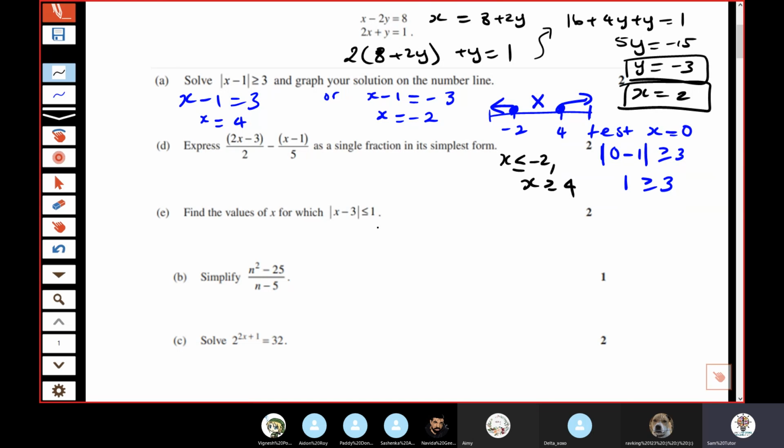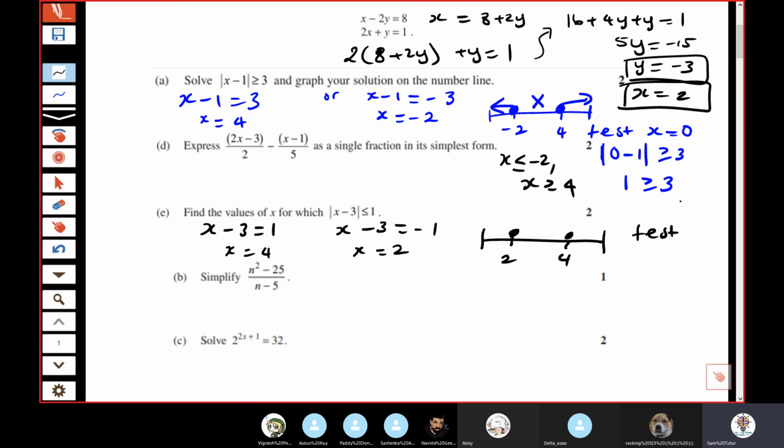Well, let's look at it again. We'll do this one here. Again, x take away 3 equals 1. X take away 3 equals negative 1. X equals 4. X equals 2. There's your number line. Both closed circles because it's equal to.